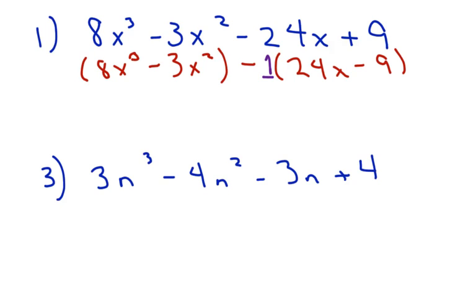For this first quantity, we're going to factor out, let's see, how about x squared? If I factor out x squared, I get 8x minus 3. In this case, I'm going to factor out 3. If I factor out a 3, 3 times 1 is 3, so we have minus 3 times 8x minus 3.